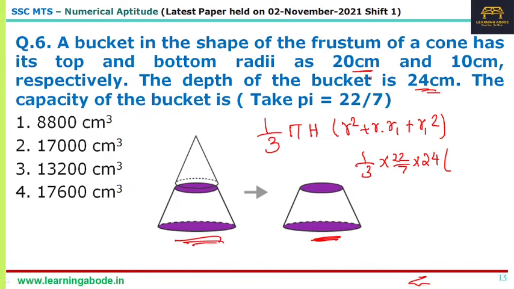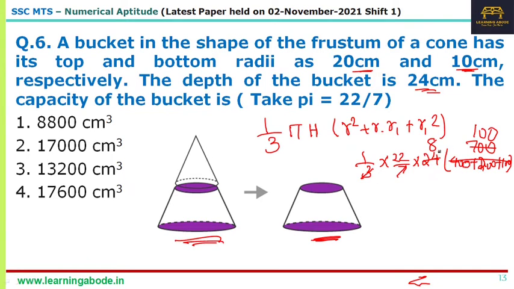First radius is 20, so r square is 400, and then 20 and 10, so r into r1, 20 into 10 is 200, and then r1 square, r1 is 10, so 10 square is 100, making a total of 700. This whole thing together is 700. This 7 and this 7 will get cancelled. So this is 100 times, and this 3 is like 8.